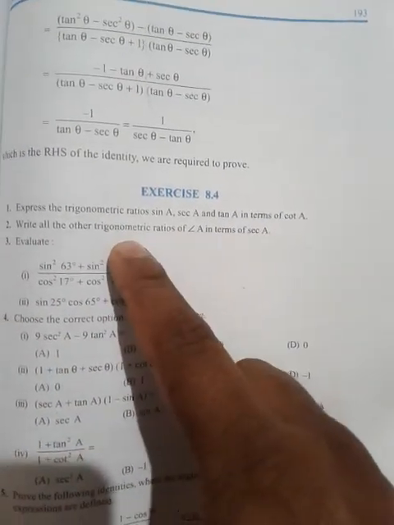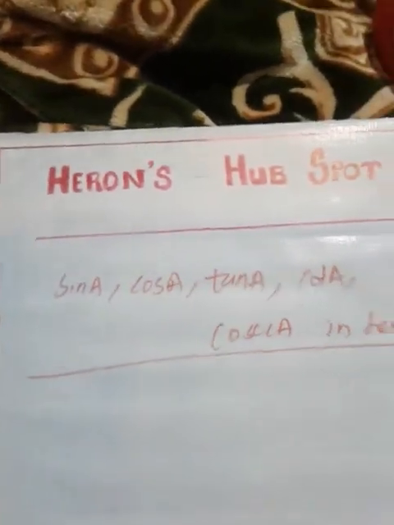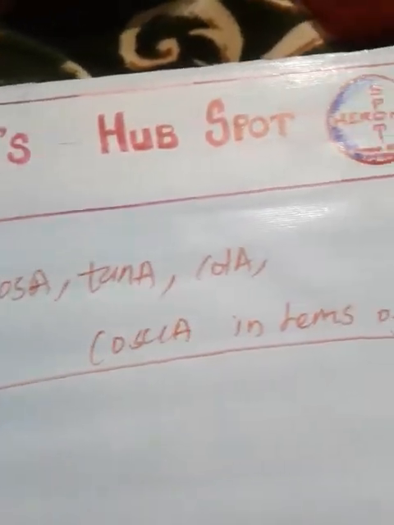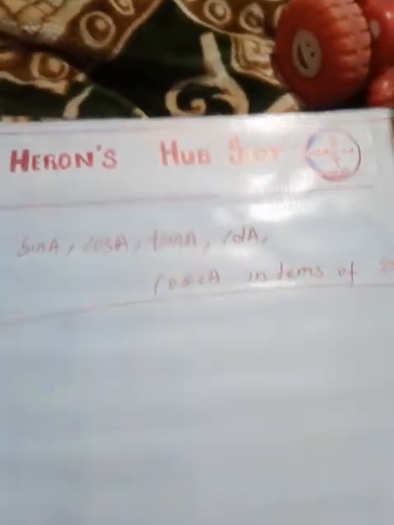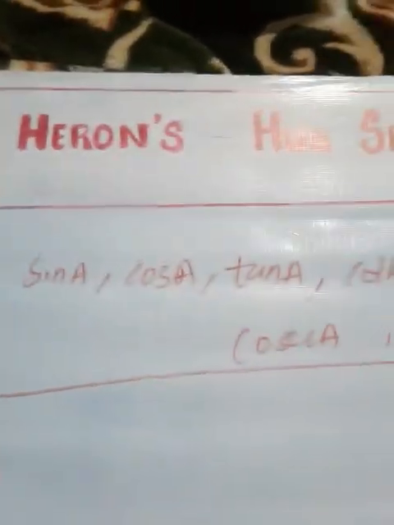That means how many ratios are remaining? 5 ratios. Those 5 ratios we have to express in terms of sec. In short, we have to express sin A in terms of sec, cos A in terms of sec, tan A in terms of sec, and cot A, cosec A in terms of sec. All other trigonometric ratios other than sec we have to express in terms of sec. So first of all, let me take sin A in terms of sec.